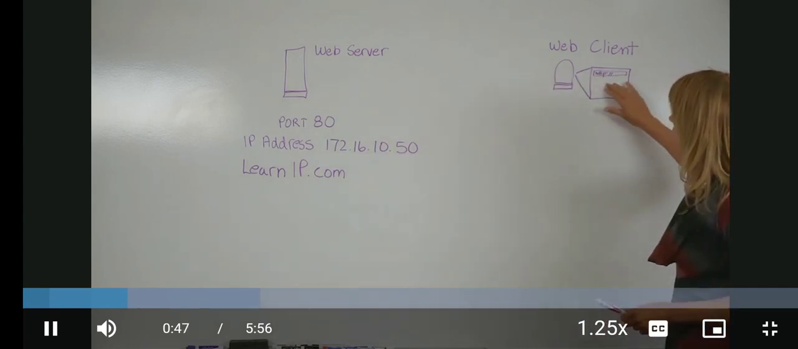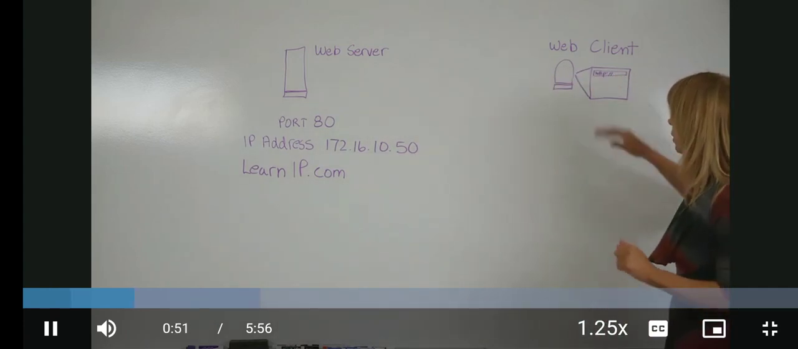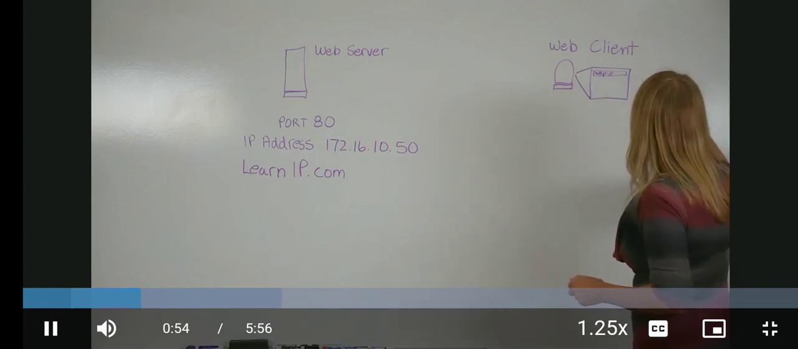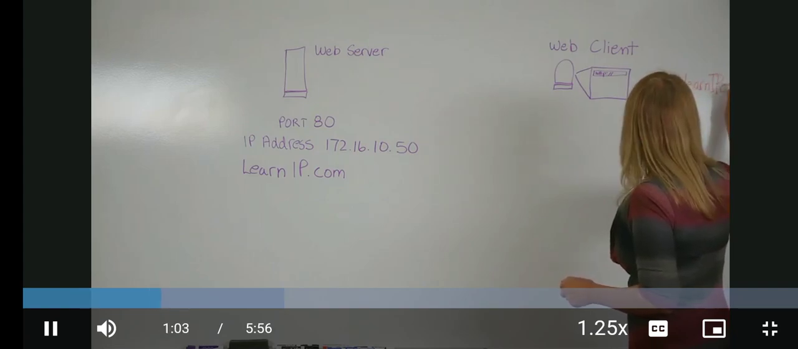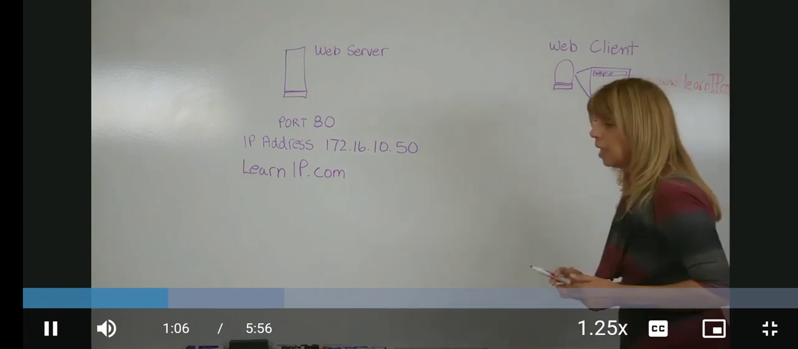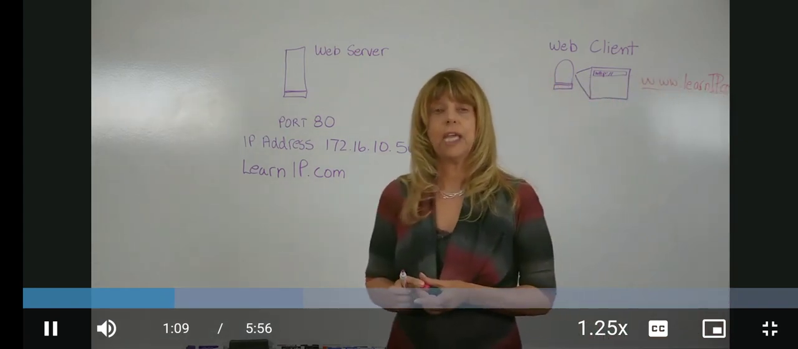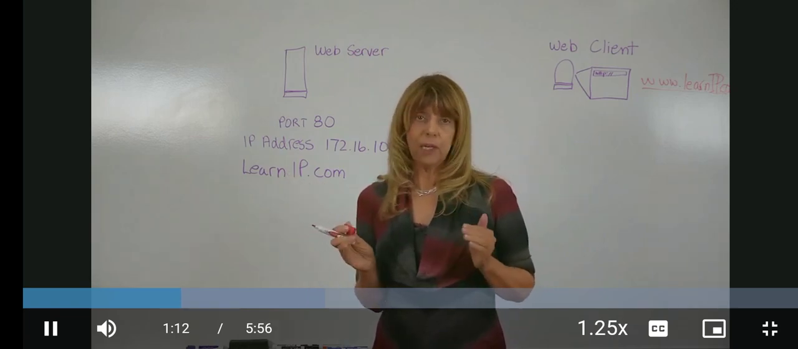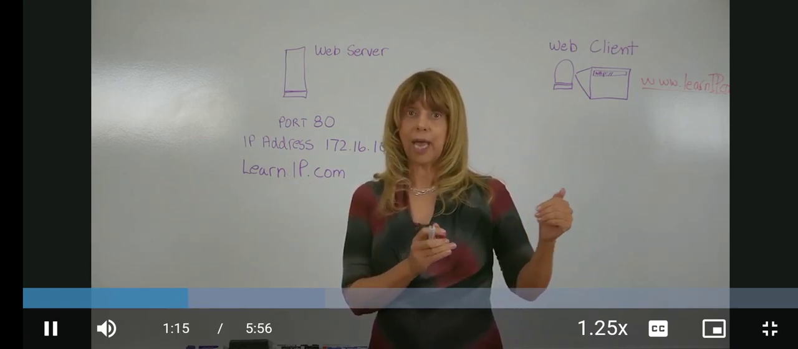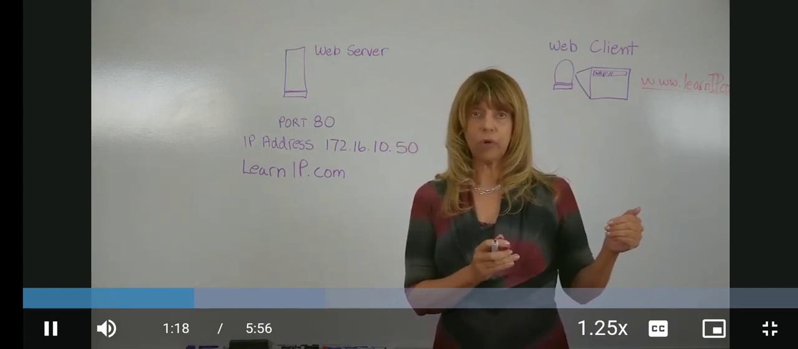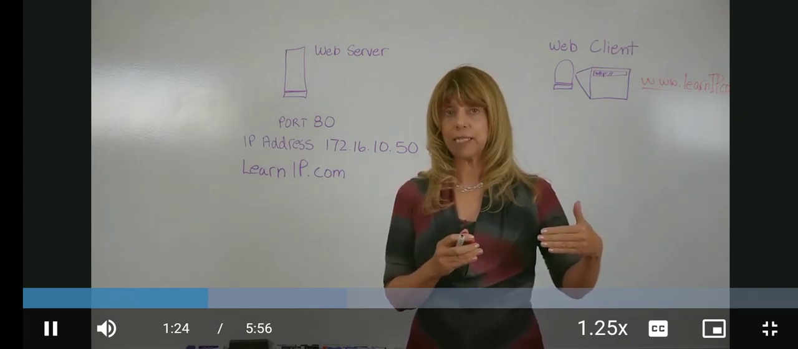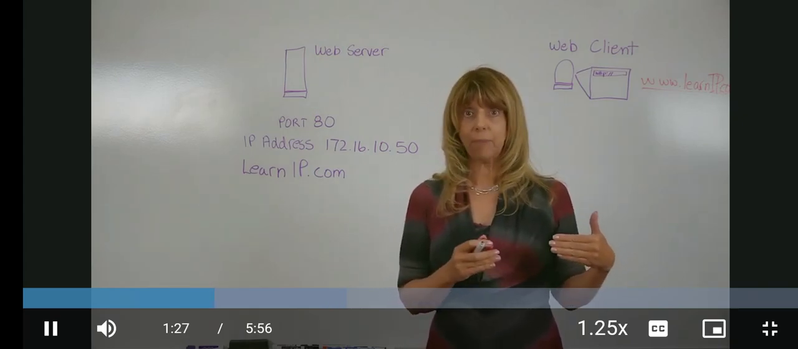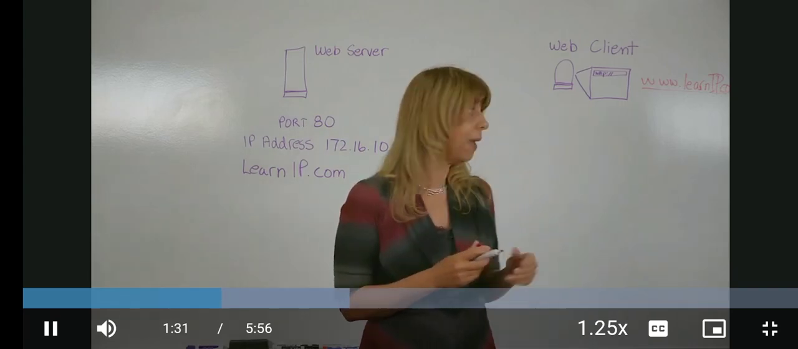So we're going to go back to our client, and the client is going to put the URL www.learnip.com on the URL line. As we all know, and we have learned so far, the URL must be translated back to an IP address before the transmission can be sent, because the internet, or any network for that matter, doesn't process the domain names, it processes the IP addresses when it's forwarding and transmitting packets.